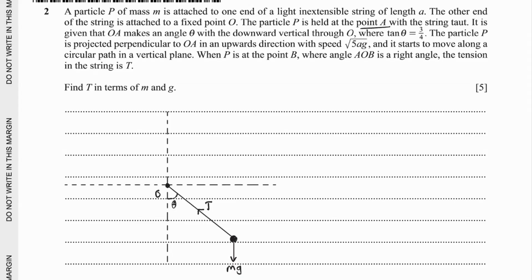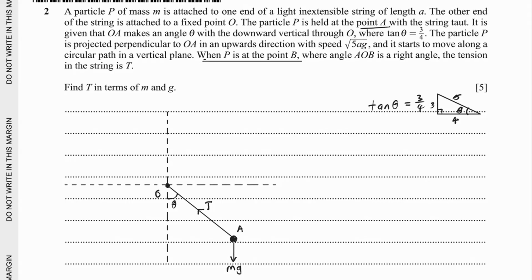So this has to be the point A where we are right here. All right. Then they also say here that tan theta is 3/4. So we'll need that information. Tan theta is equal to 3/4. And that actually means for us that if this is theta, then this has to be a 3, this has to be a 4, so this has to be a 5. So we can easily find sine theta and cosine theta as well, right? Then they say that the particle P is projected with a speed of root of 5 ag, and it starts to move along in a circular path in a vertical plane.